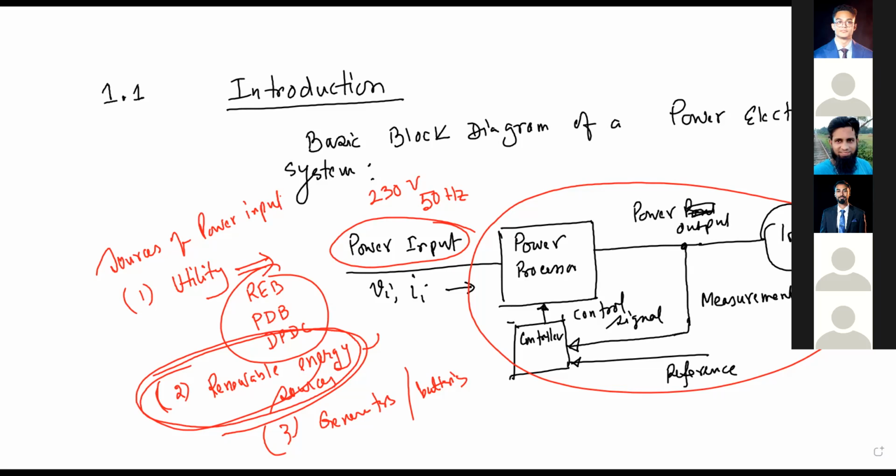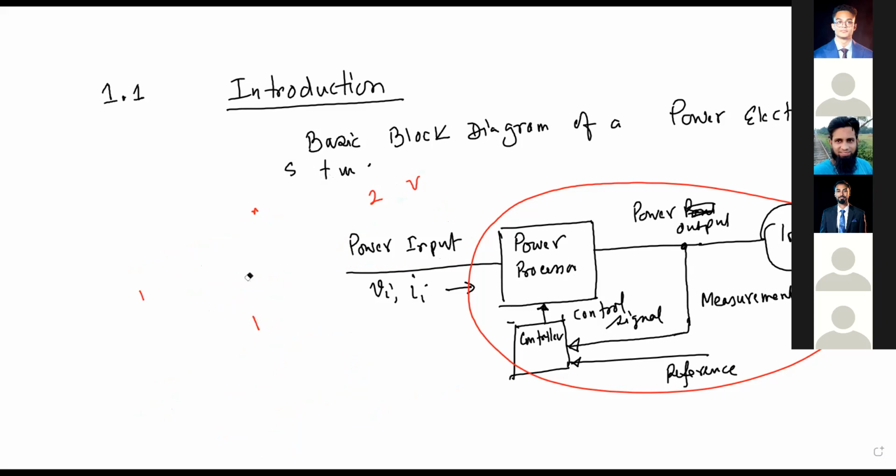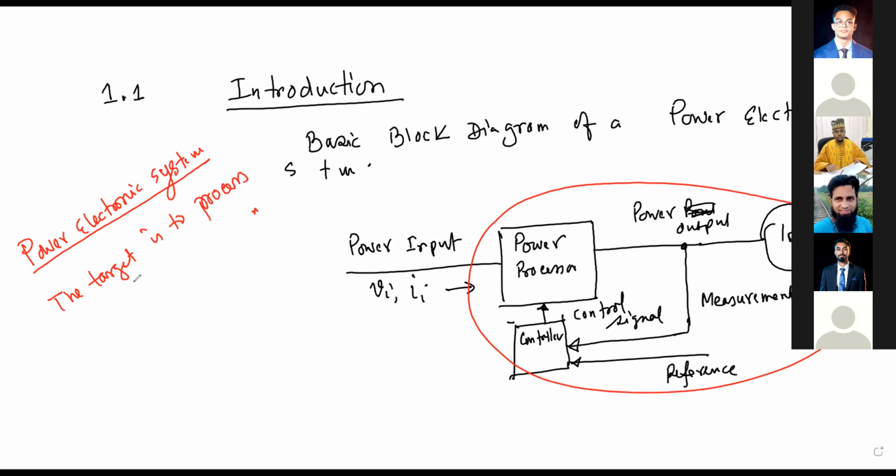So what is the main task of power electronics? If you don't understand or can't hear, you can always tell me, sir, please repeat. So what is the definition of power electronics? The definition is that it is a system which processes power. A power electronic system. The target is to process the power. Okay.